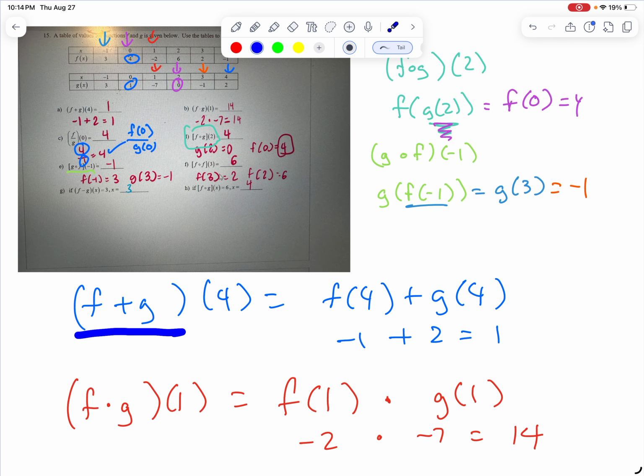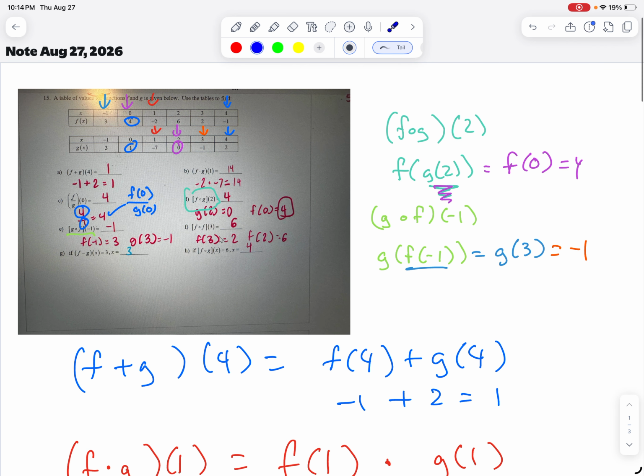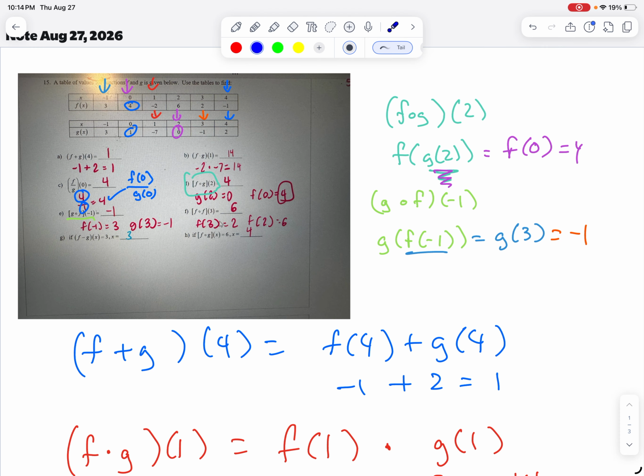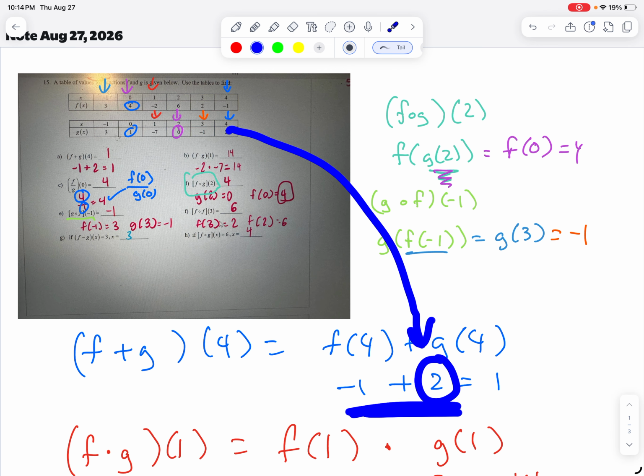So what f plus g of 4 means is f of 4 plus g of 4. So what you do is you look, okay, when is x 4? For f, the y value is -1, hence it's -1. And then you say, okay, well, what about g of 4? So we look at g of 4, and we see g of 4 is 2, right? And then we just solve. So that gives me 1.